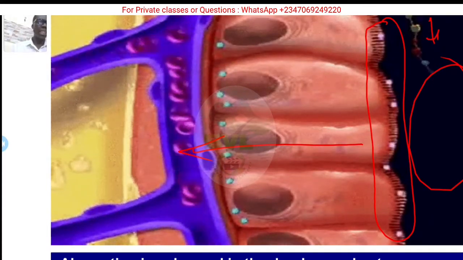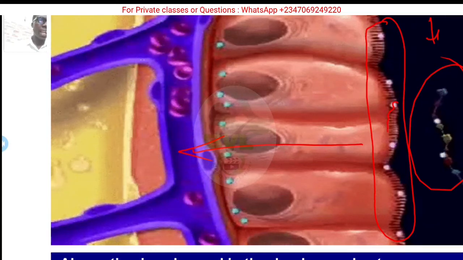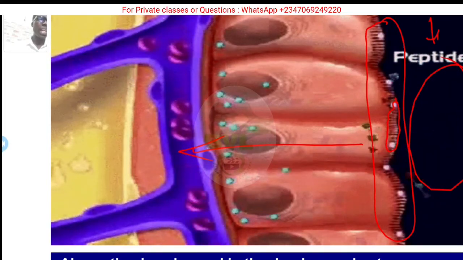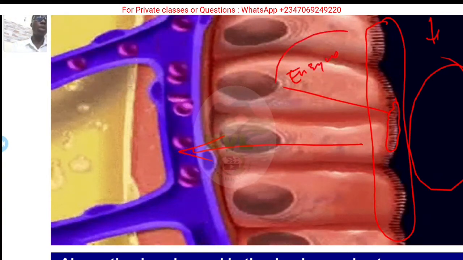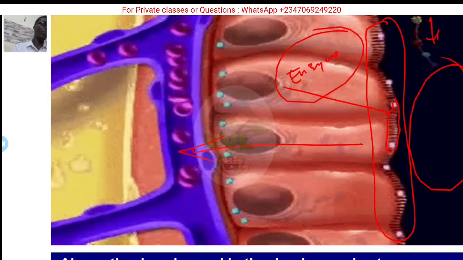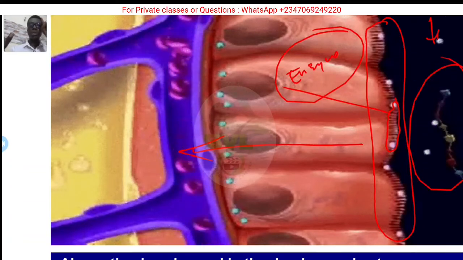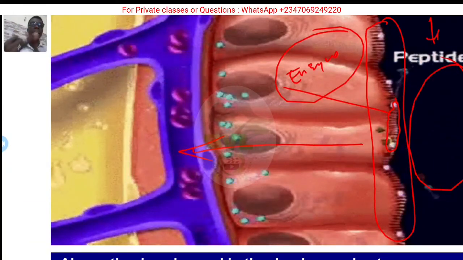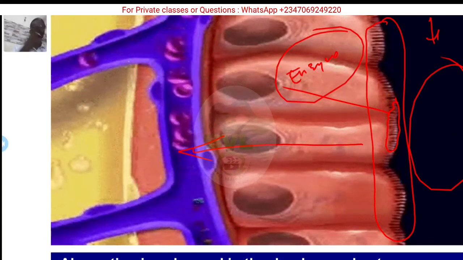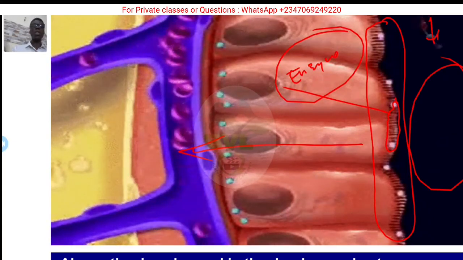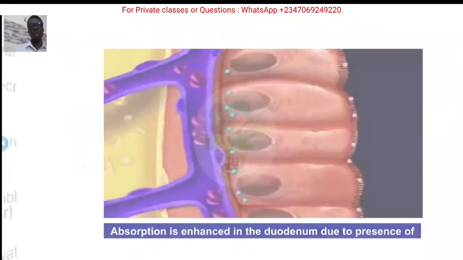Also, I'm going to say this. Remember that these villi also secrete enzymes. Sometimes we call them brush border enzymes. They secrete enzymes too. So your villi help with absorption, secrete enzymes, and increase surface area to create enough contact with what is being absorbed, which are basically food molecules.